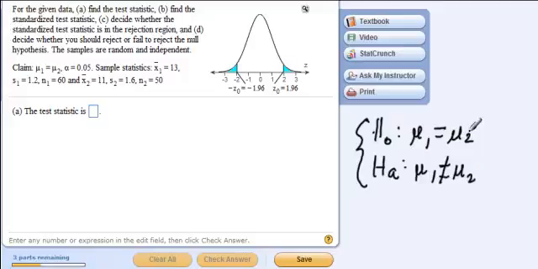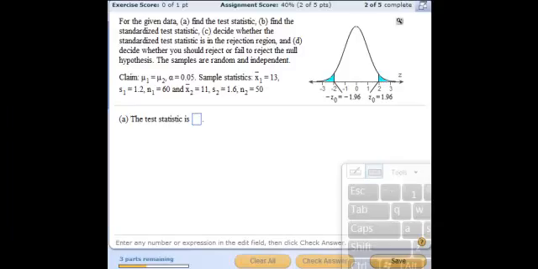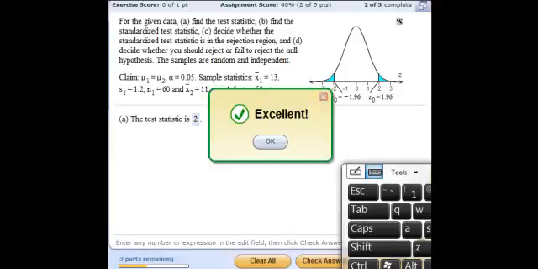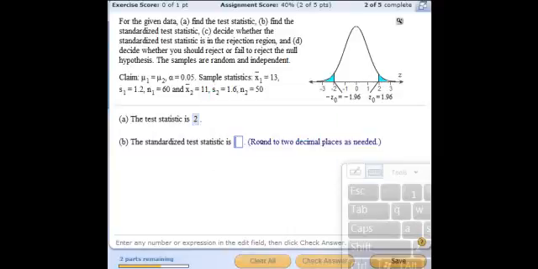Now, the test statistic is x1 bar, so the mean of the first sample minus the mean of the second sample. And they were kind enough to give us nice numbers. X bar 1 is 13 minus 11 gives us 2. So our test statistic is 2. And so we'll enter a 2. See if we got that one right. We did.